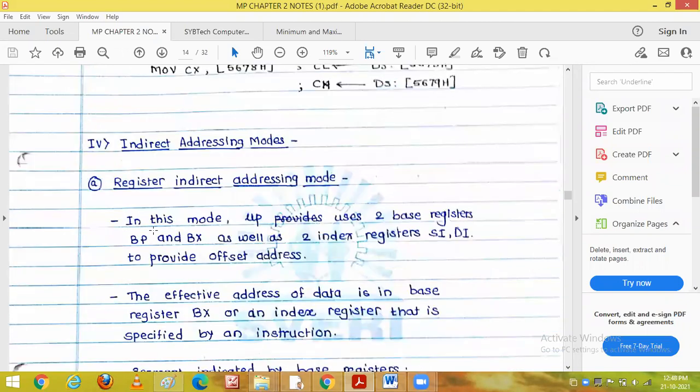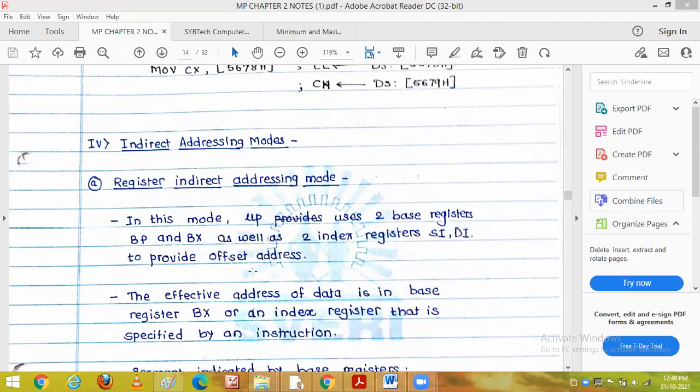So here, in this mode, the microprocessor gives two base registers, BP and BX, the base pointer or generally the base register, as well as two index registers, SI and DI. Two index registers, source index and destination index. Either that value is at the source side or at the destination side, you have to use SI and DI.